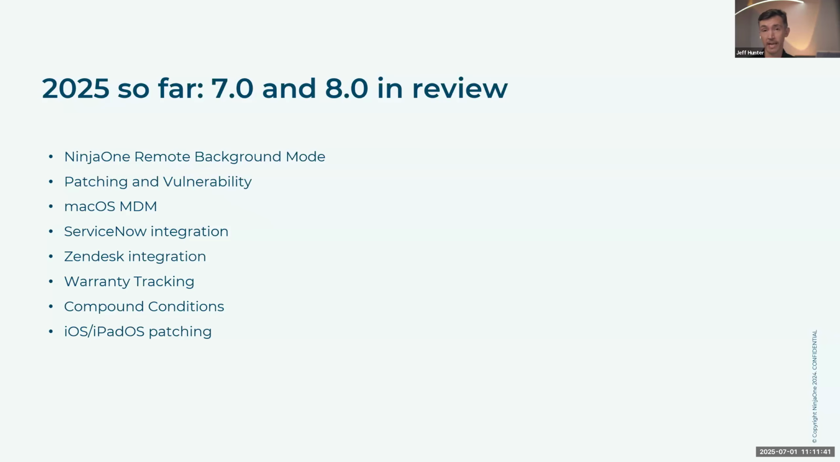The 7.0 release came out in North America in early January. The 9.0 release will come out in early July. In March, we launched the 8.0 release. So 3 major releases in the span of about 6 months have brought NinjaOne remote background mode. It has given you the ability to silently access a device without disrupting the end user.